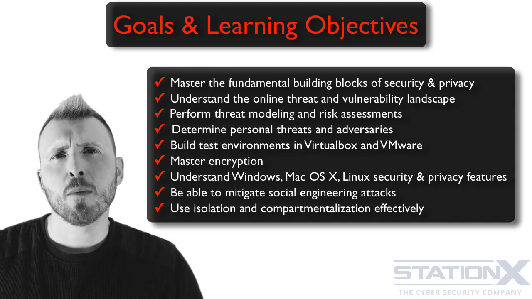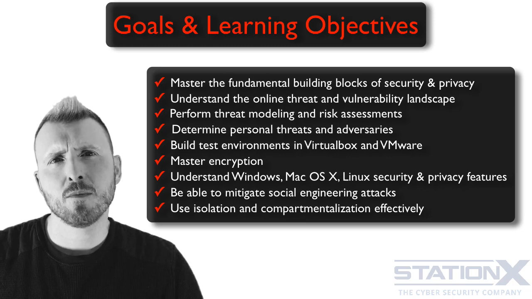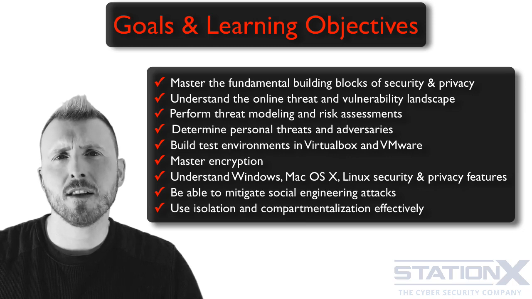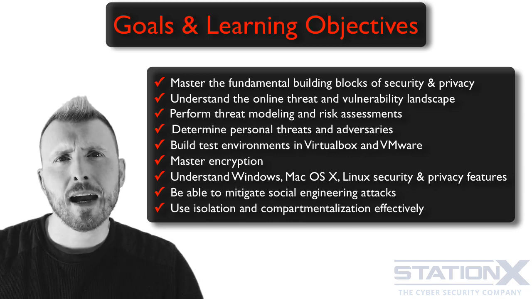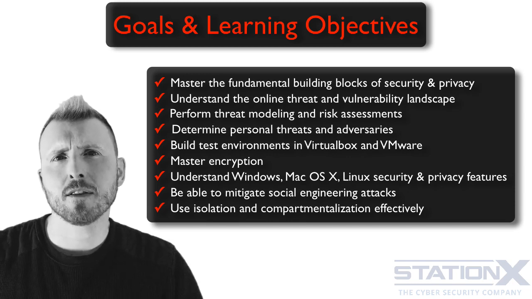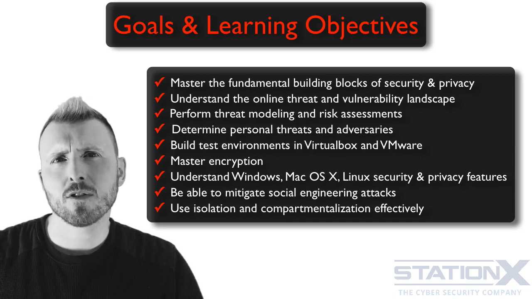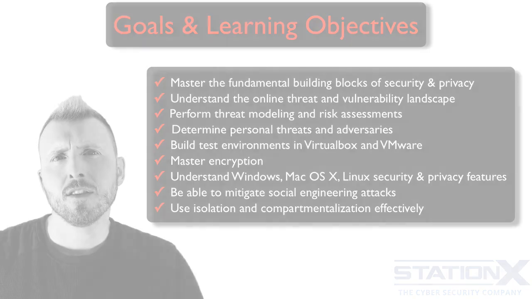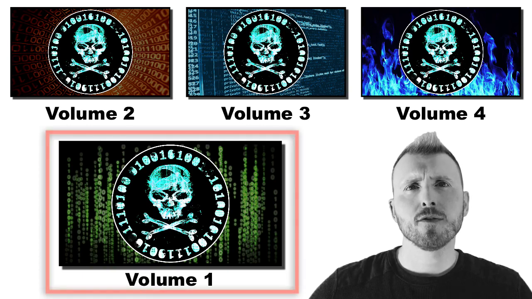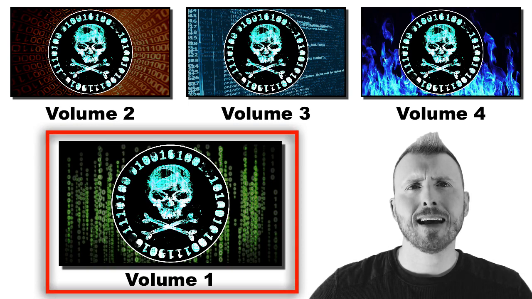You will learn practical defenses against social engineering threats like phishing, smishing, vishing, identity theft, scams, cons, and others. You'll learn how to use isolation and compartmentalization as a security control, covering sandboxes, application isolation, virtual machines, Unix, and Qubes OS. This is Volume 1 of 4 of your complete guide to internet security, privacy, and anonymity.